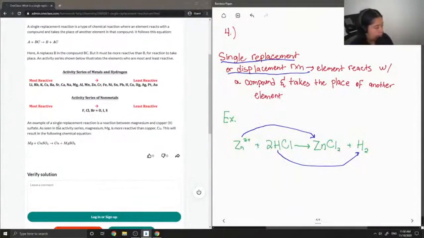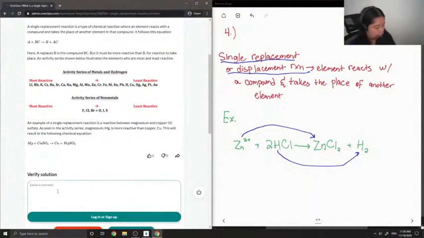An example of a single replacement reaction is a reaction between magnesium and copper(II) sulfate. As seen in the activity series, magnesium is more reactive than copper. This will result in the following chemical equation. Okay, so it shows the magnesium replacing the copper to produce magnesium sulfate. Okay, so we can say that this solution is correct.